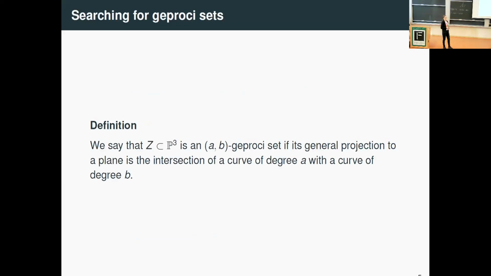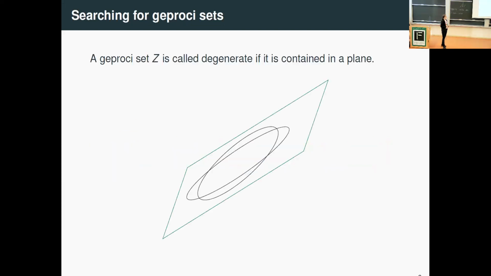So we say that a finite set of points Z is an (a,b)-Geproci set if its general projection to a plane is a complete intersection of curves of degree a and b. So we have a set of points in P3, and we project this set from a general point to a general plane, and the result lies on the intersection of two curves of degree a and b. This is an (a,b)-Geproci set. And we call the Geproci set degenerate if it is contained in a plane.